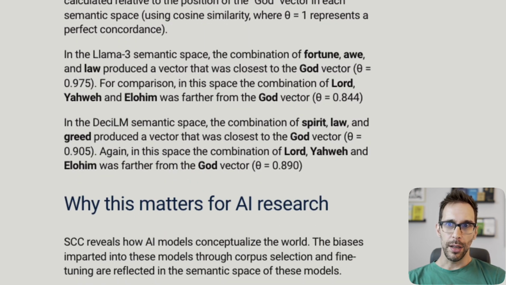I wouldn't say that fortune, awe, and law is unexpected. I wouldn't say that spirit and law is unexpected. I would say greed is kind of unexpected. So let's take that. We have greed in the LLM semantic space, together with spirit and law, getting us close to the God vector. So what do we do about this? Do we say there's some notion in the concept of God concerning greed that we need to think through, because we didn't expect to find it there, but now that we do find it, we need to think about it? Or do we say, oh, you know what, let's fine tune the system so that we get spirit, law, and love, spirit, law, and justice, spirit, law, and resurrection, spirit, law, and hope.